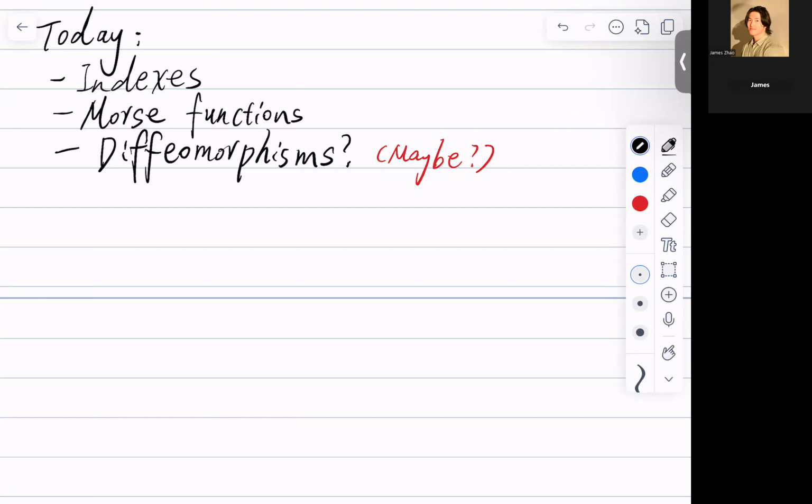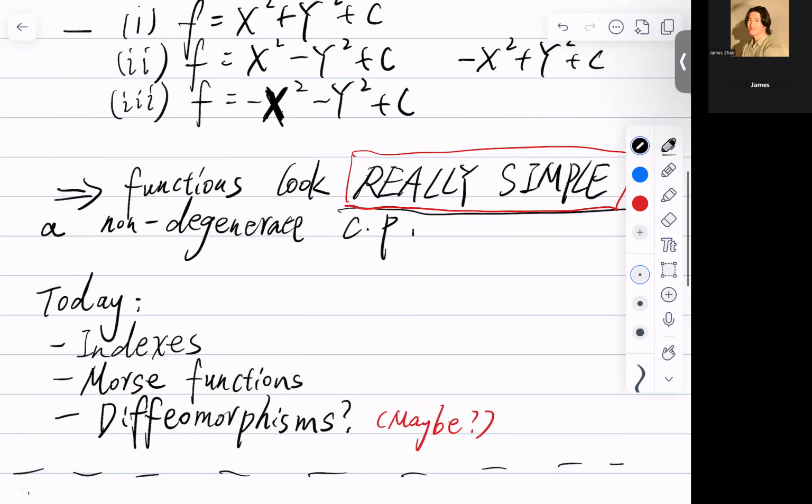Anyways, let's move on to today's content. First, let's give a definition. That's a continuation from last lecture. Recall we just looked at those three forms.